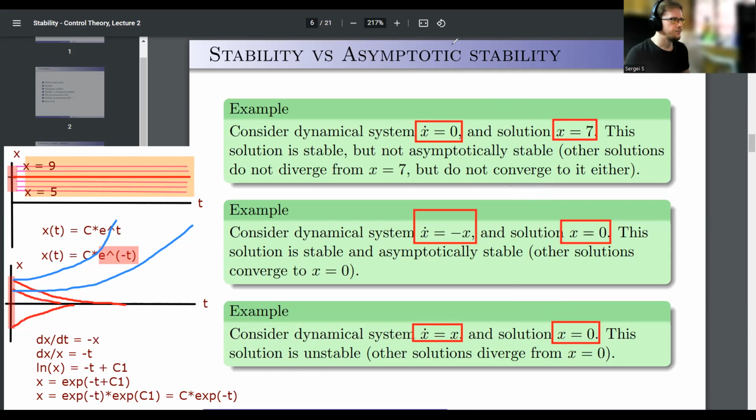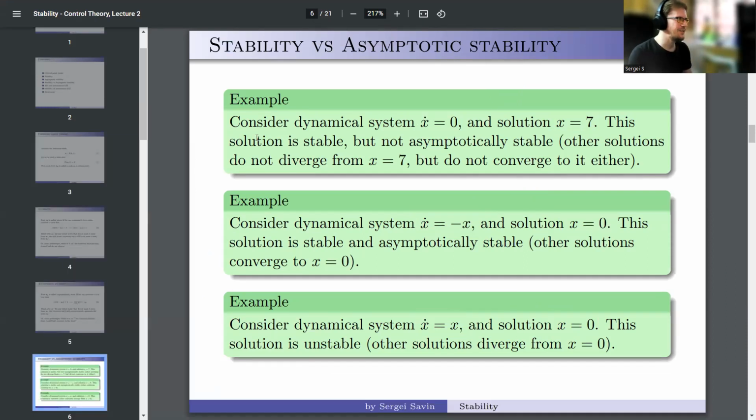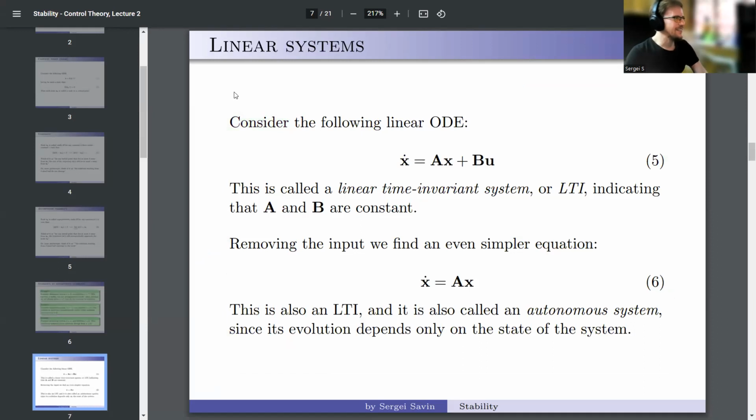Good. Any questions? Right, I'll try to move on, and hopefully it will get clearer. For now, I think the main question is how do you tell? How do you tell? That is the main question. All right, let us see how we can tell if the system is stable or unstable. It's actually going to be relatively simple.